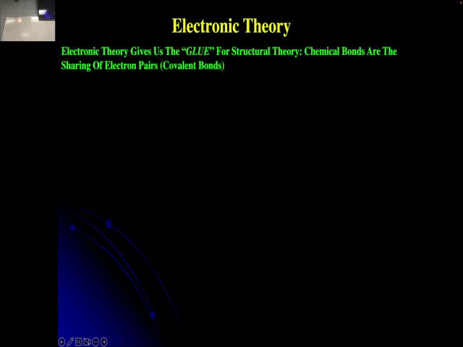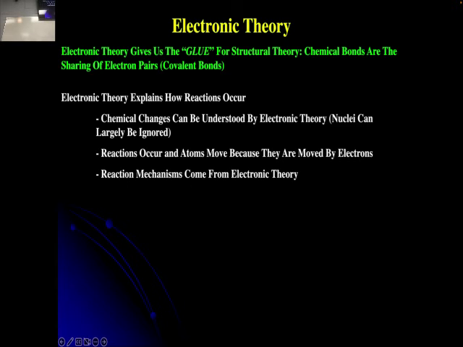In organic chemistry, we are largely talking about covalent bonds, so the sharing of electrons. We will have examples where we talk about some ionic bonding, but in reality, for most of what we do in organic chemistry, it's all covalent, okay? So this electronic theory tells us how our chemical changes can be understood.